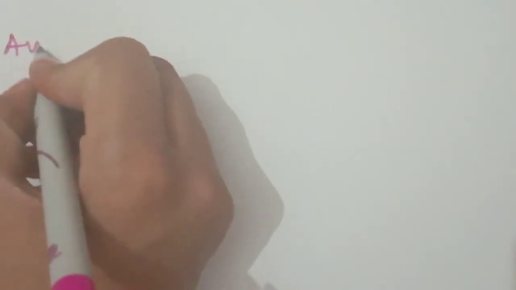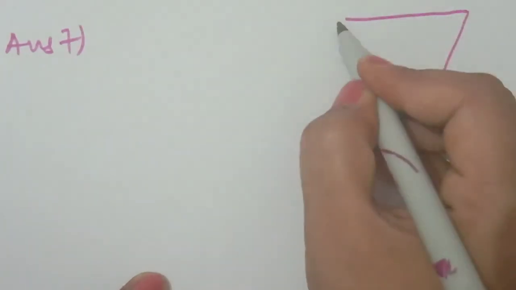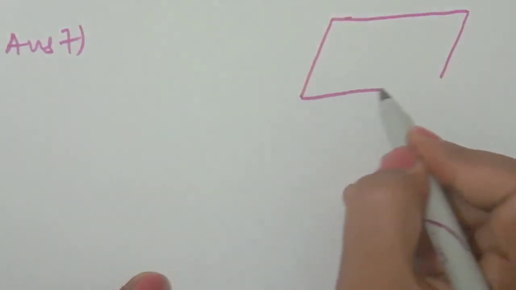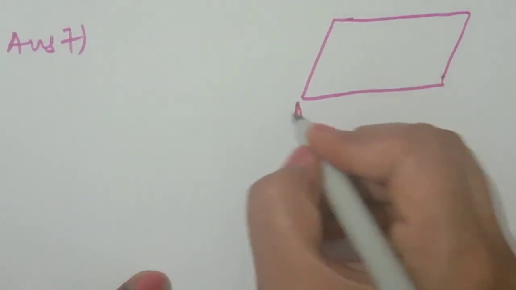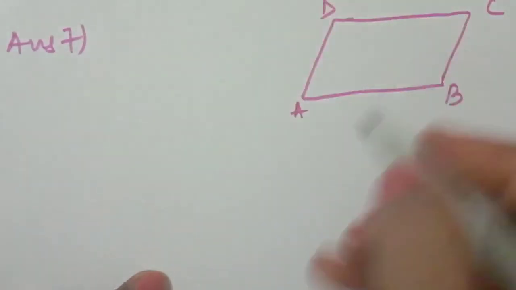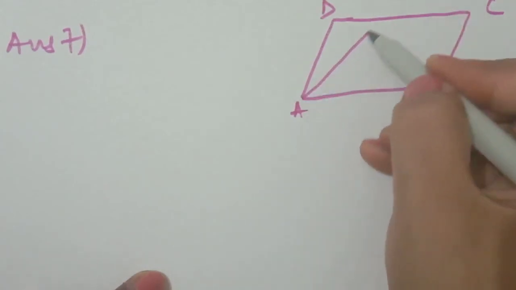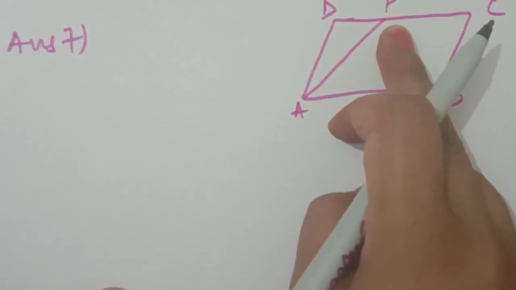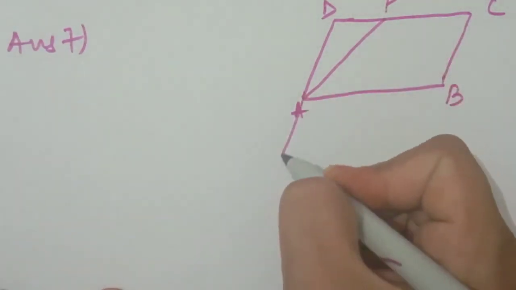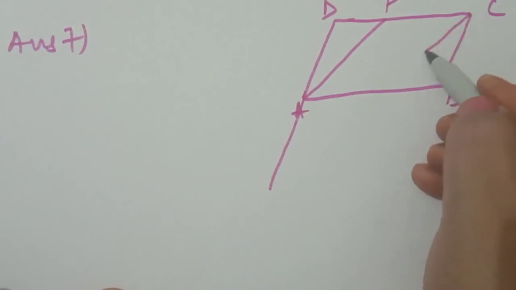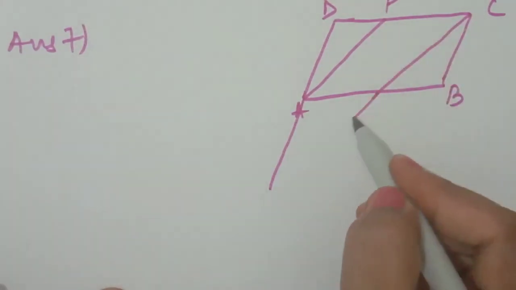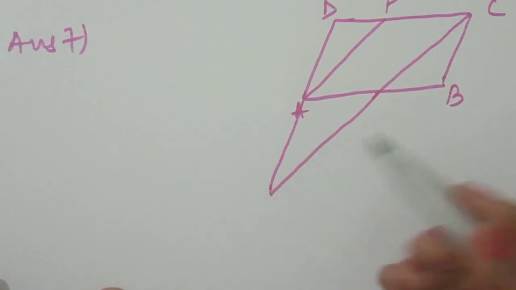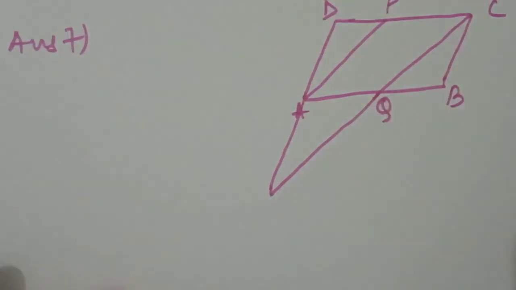Now students, answer 7. First of all, we have to draw a diagram. ABCD is a parallelogram, so first of all, we have to draw a parallelogram. This is A, B, C, D. And now according to the question, we have AP because P is the midpoint of the side CD. It is given that, and we have to produce this line like that, and a line parallel to AP through C, which intersects at point Q. This is our required diagram.